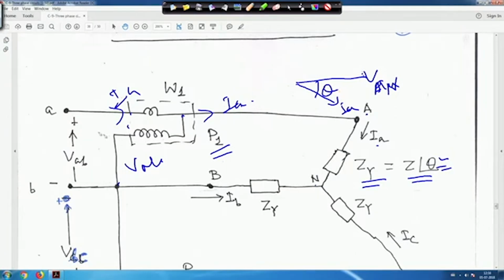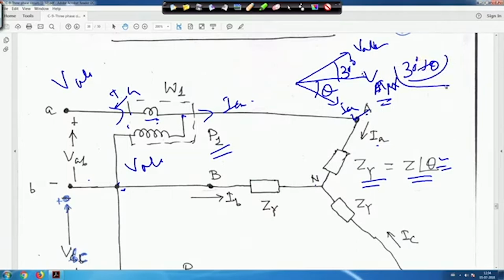Now the line voltage VAB leads the phase voltage by an angle of 30 degrees. So this is my VAB and this angle is 30 degrees. The wattmeter measures the line voltage, because the pressure coil is connected here, so it is VAB, and the current flowing through is IA. The angle between VAB and IA is 30 degrees plus theta. So the reading of the wattmeter is P1, which is equal to the magnitude VAB into IA into cos of 30 degrees plus theta.